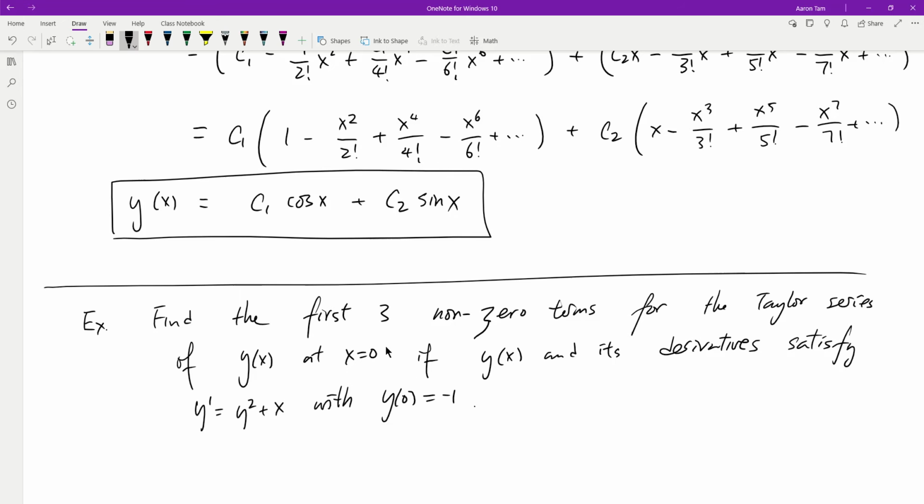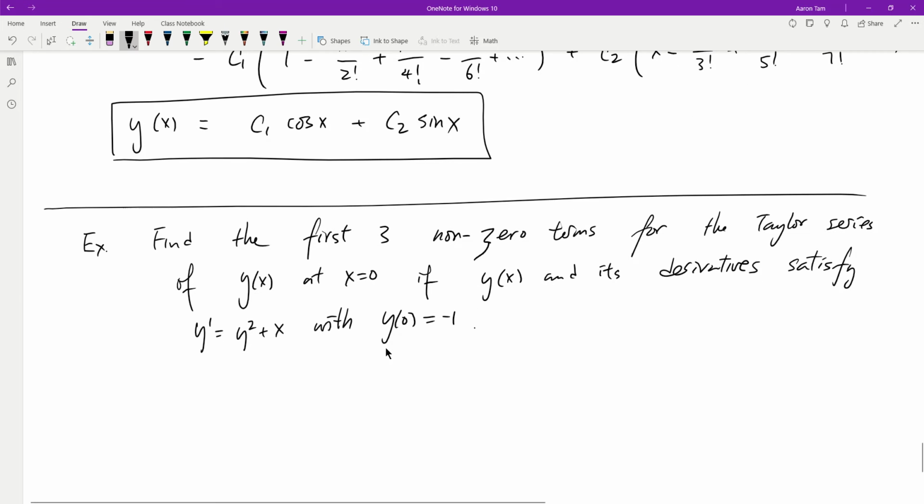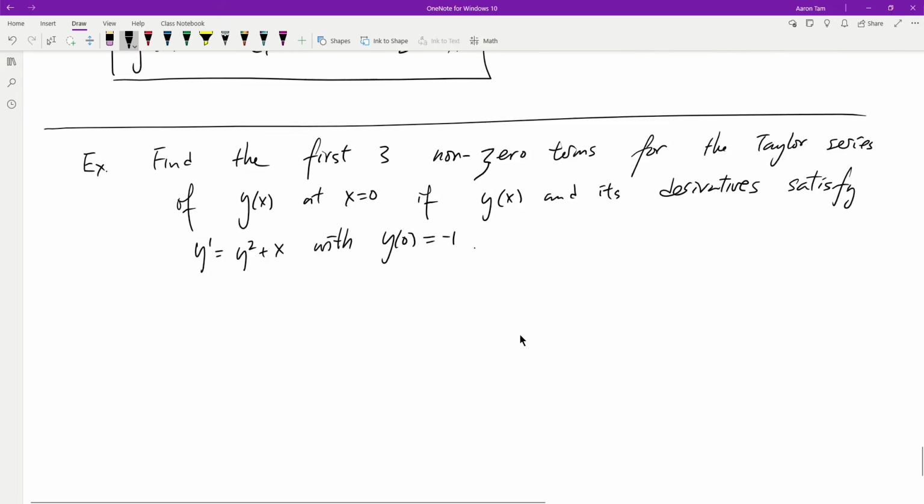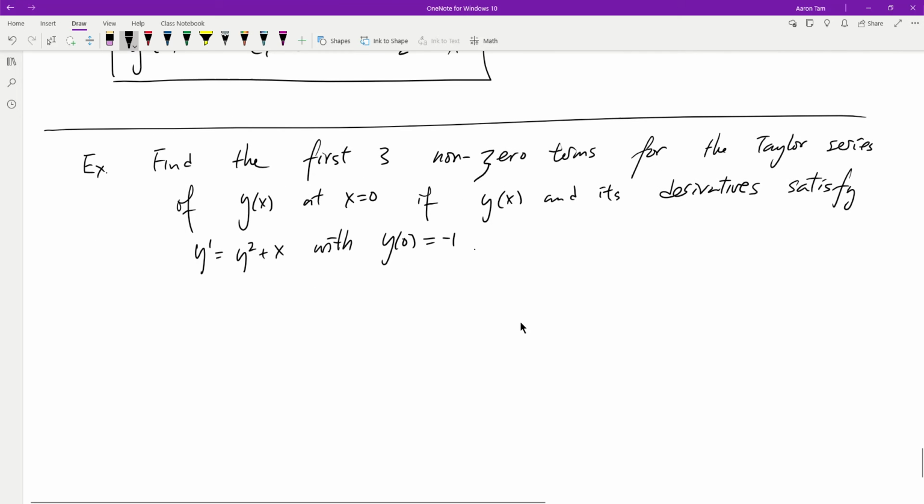So this one only requires us to find the first 3 non-zero terms. It is a first order differential equation. We're only given the one initial condition, so that means we have to find 2 more higher order derivatives that are non-zero. So I guess we just go for it.